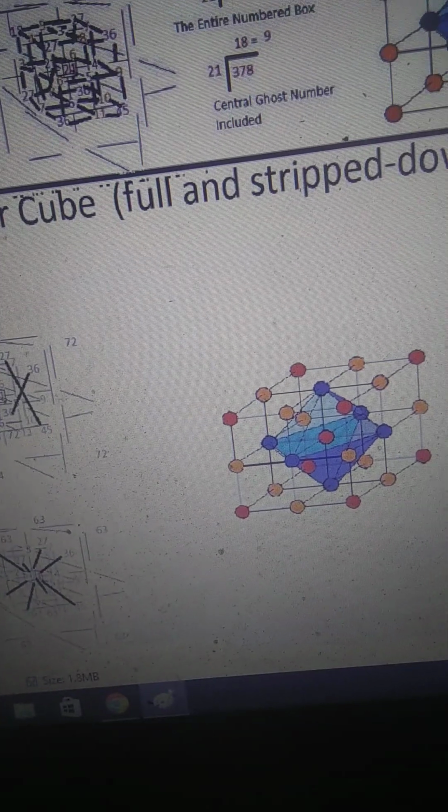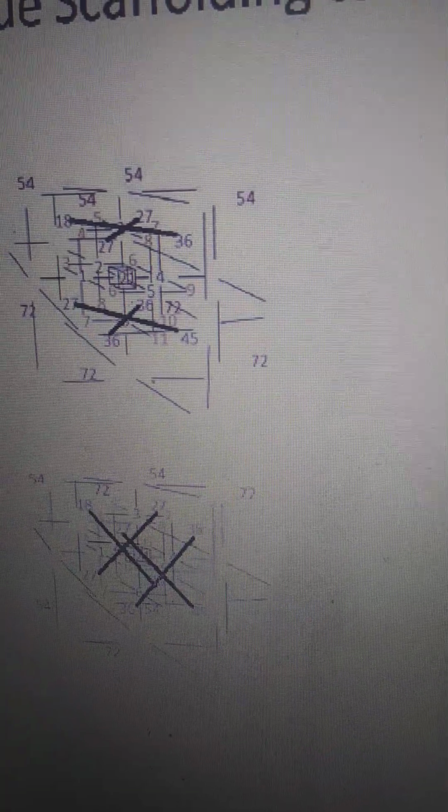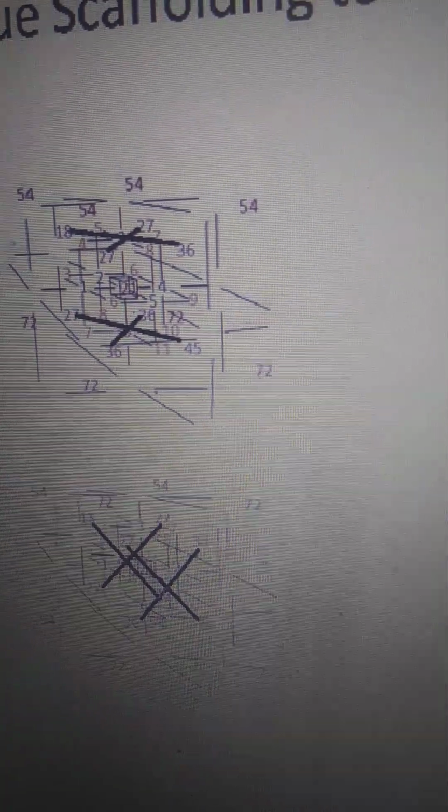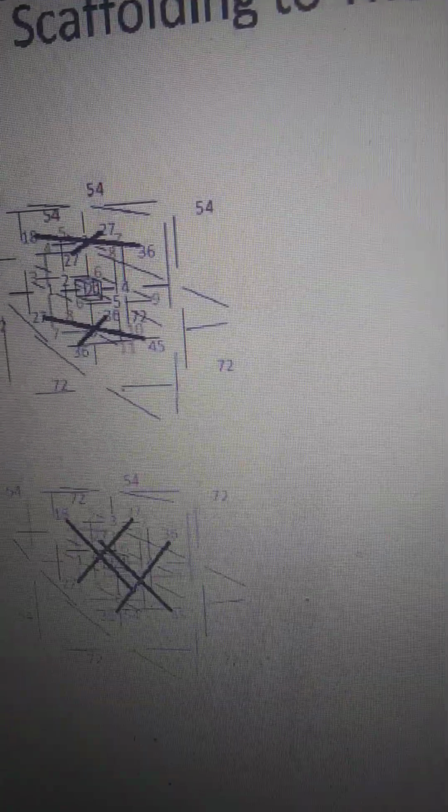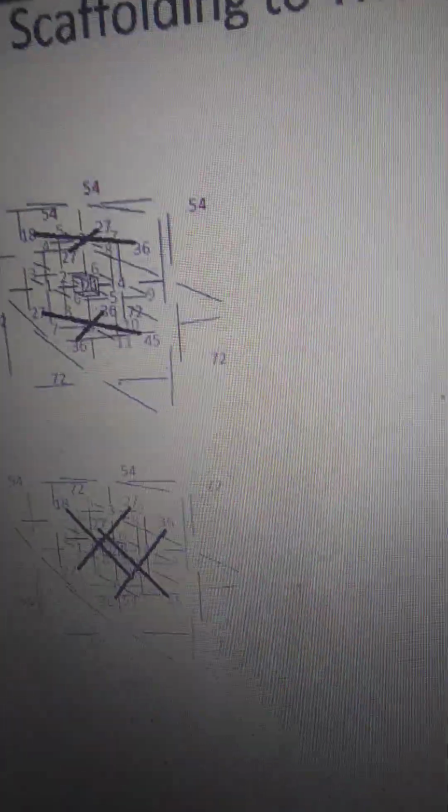And then this is the scaffolding down here. The scaffolding, unique scaffolding to the super hyper cube, full and stripped down cubes. You only need 1 cube because all these are the same. It's just the order in which they're. I call them backbones because they look like crossbones to me. But I now call them scaffolding, I guess.